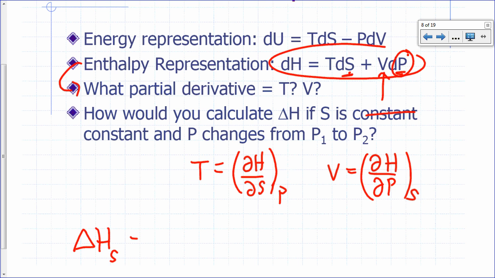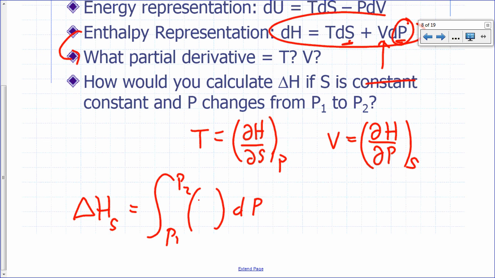At constant S, integral from P1 to P2. So, what's my integrand here? dP. What partial derivative goes in here? H with respect to P holding what constant? S. But what is partial of H with respect to P at constant S? That's V, right? So integral of V dP from P1 to P2. Okay?